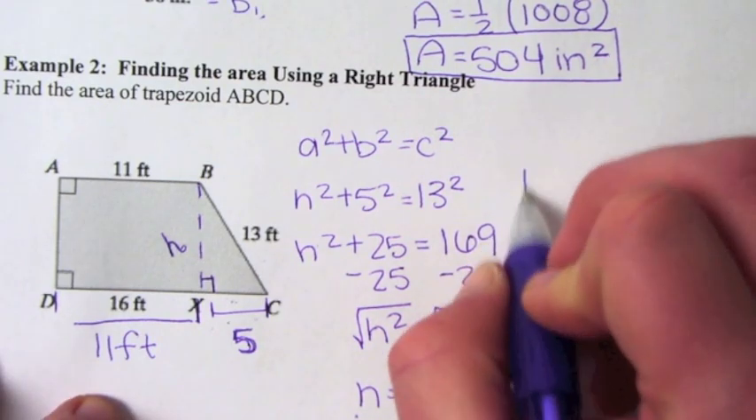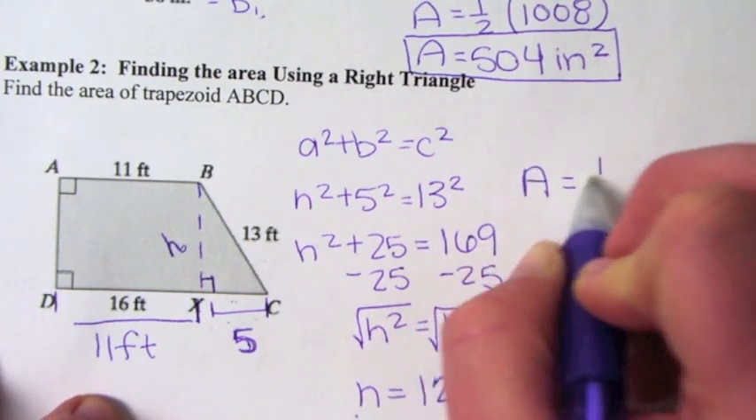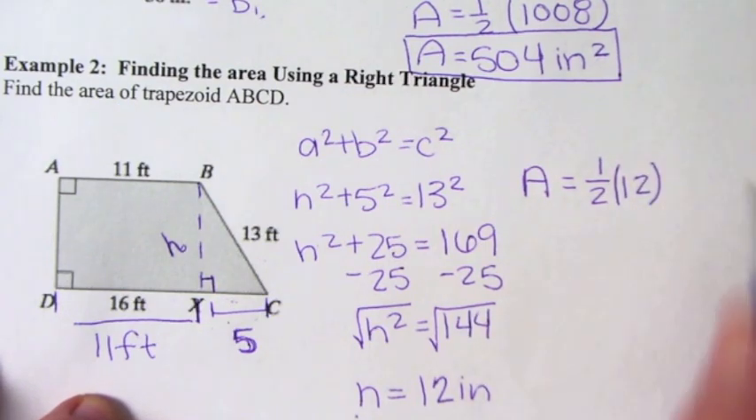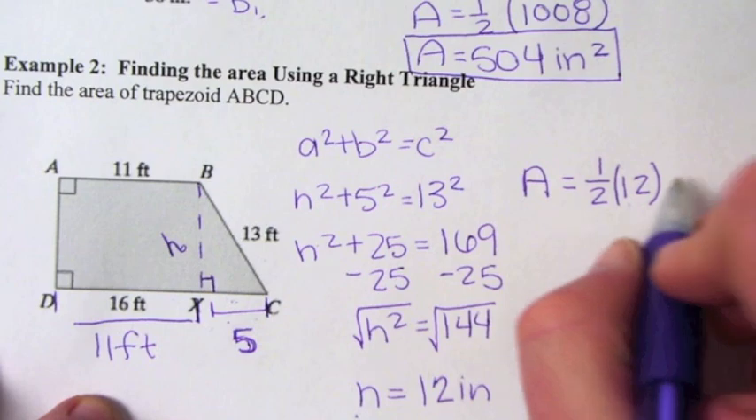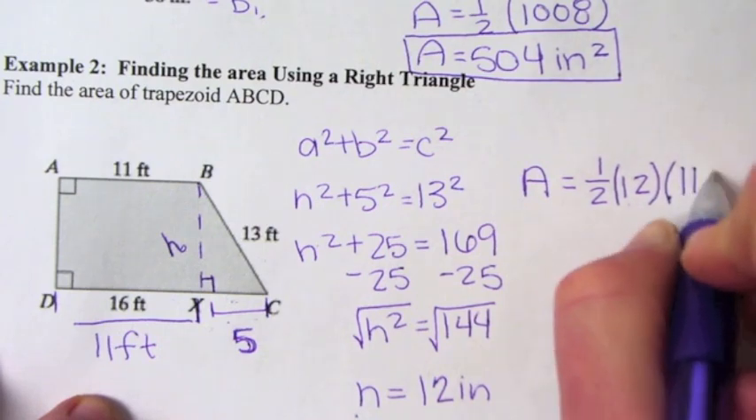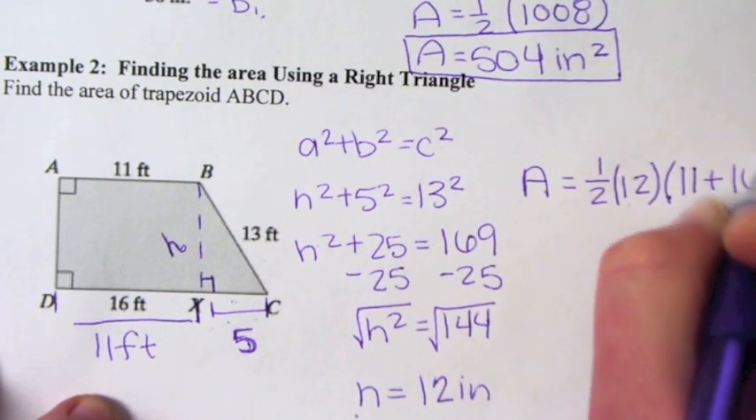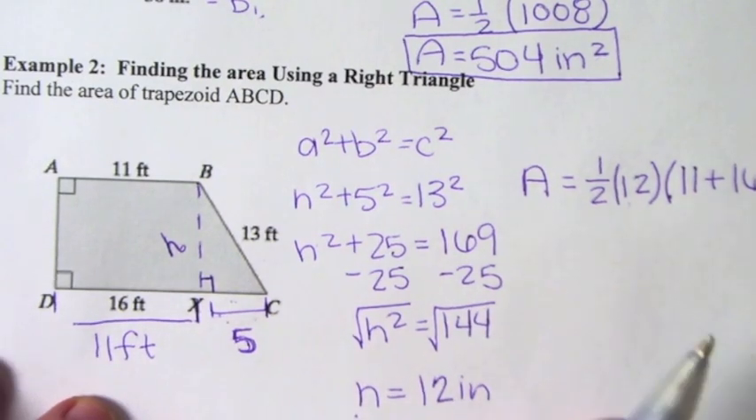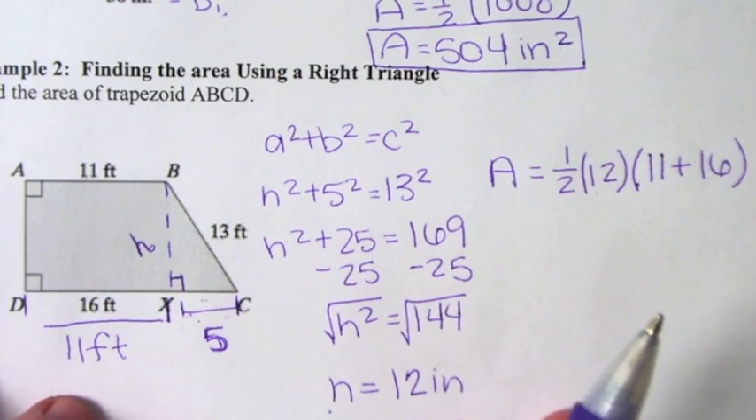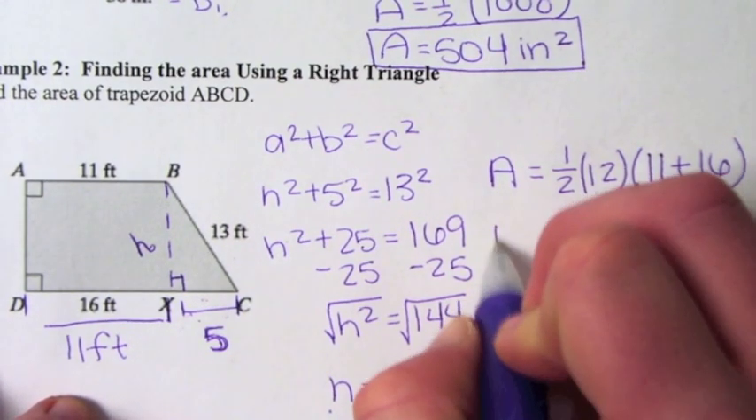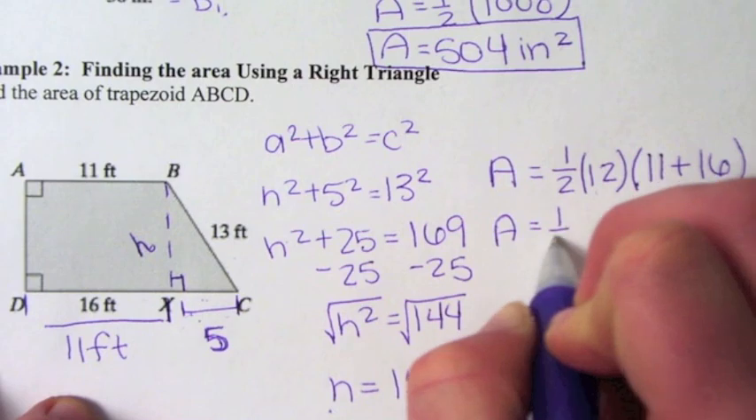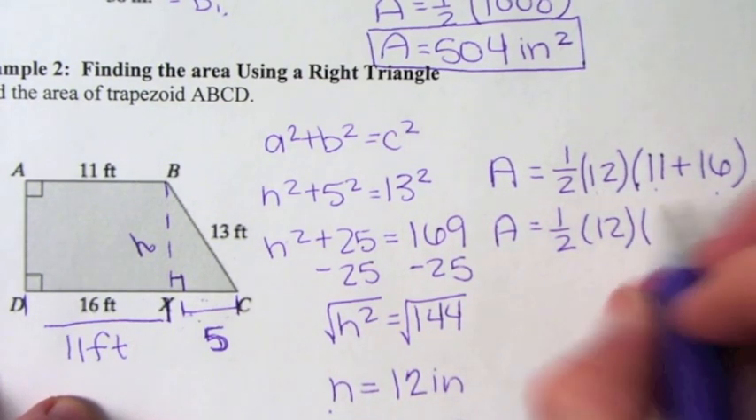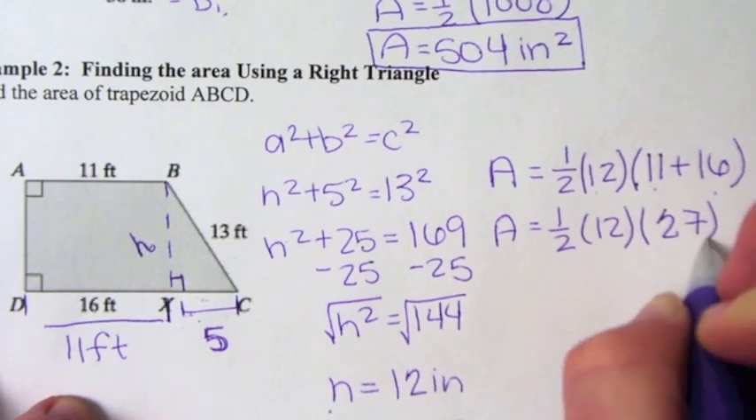But now we're going to do area is equal to 1/2 times 12, that is our height, times 11 plus 16. Our whole base is 16, so we have to use the whole thing. Alright, then we're just going to go ahead and solve. The area is equal to 1/2 times 12 times 11 plus 16 is 27.